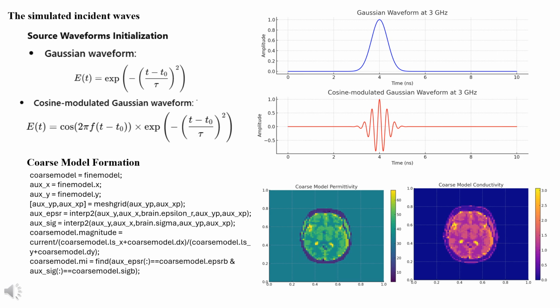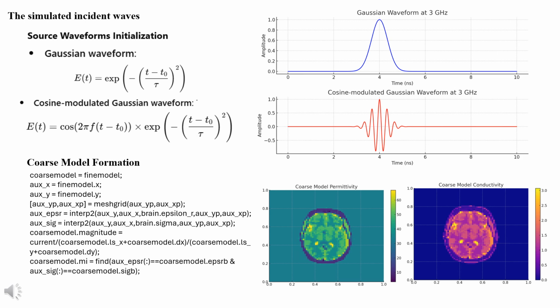The coarse model conductivity plot shows how the electrical conductivity varies across the same domain. Conductivity impacts how much of the electromagnetic wave is absorbed by the medium, with higher conductivity regions absorbing more energy. Like the permittivity model, this plot also shows variation across the domain, with higher conductivity values shown in brighter colors.